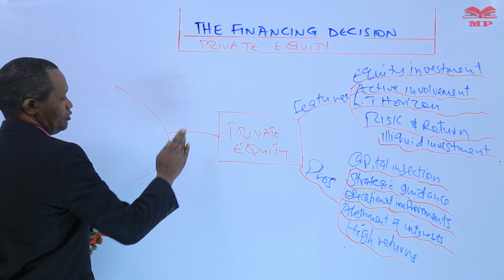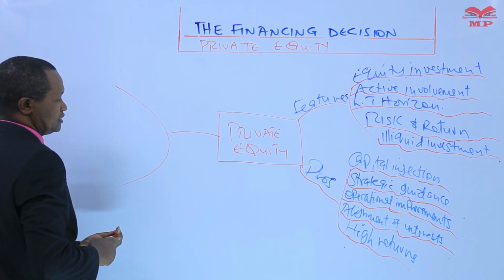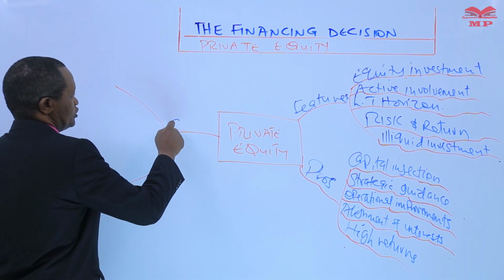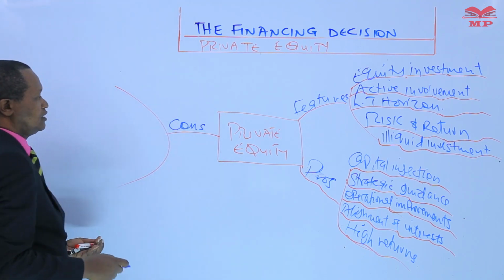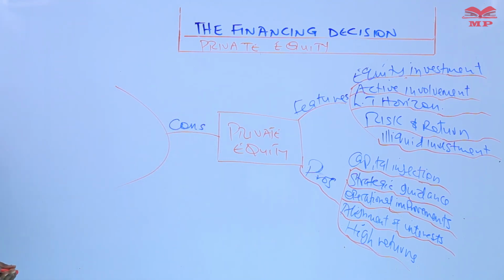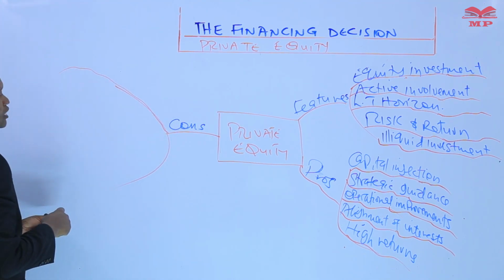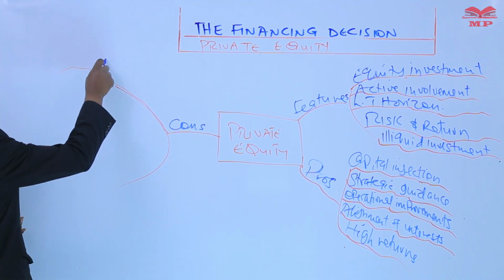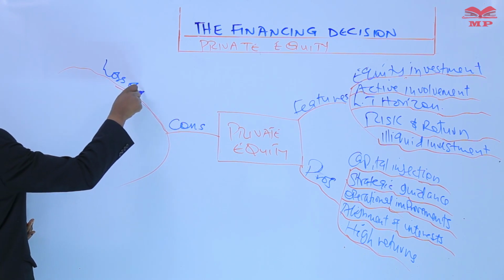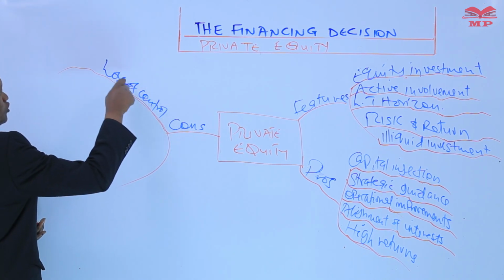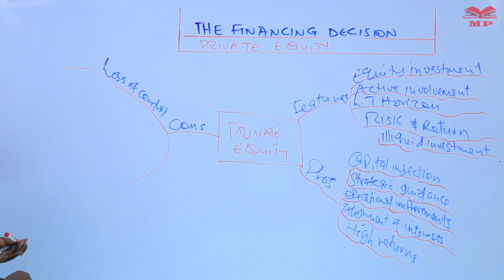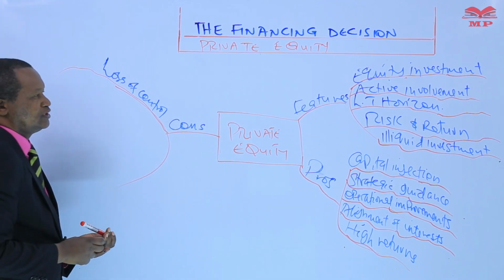Next, we need to discuss the cons. What are the disadvantages of private equity? The first obvious disadvantage is loss of control.